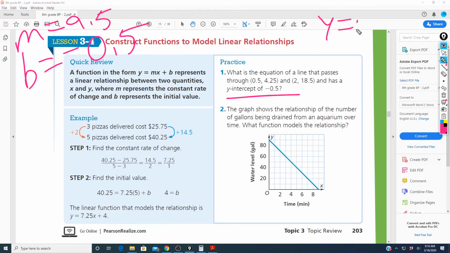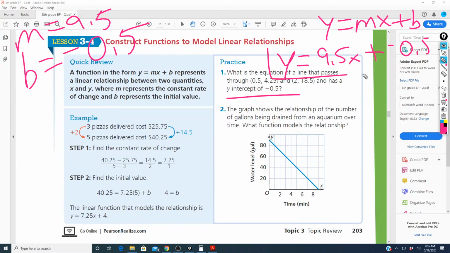So y equals mx plus b, right? If I take those values and substitute them in, y equals 9.5x plus negative 0.5 or minus 0.5, however you want to do it. There is your equation right there. Okay? Almost there, moving right along.